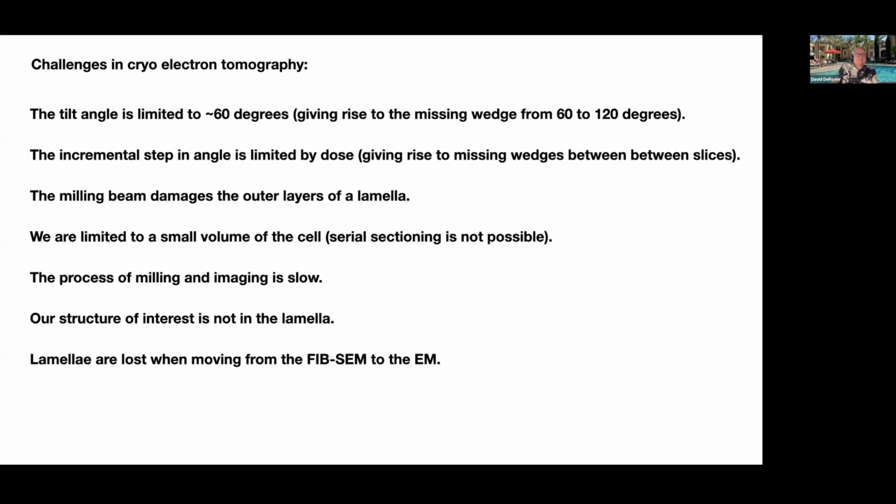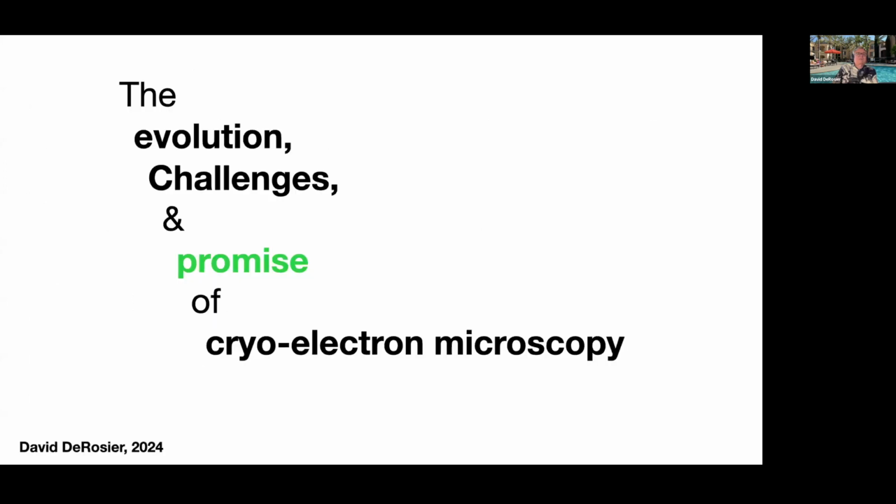It's always a possibility. And it's also possible that lamellae are lost when you're moving between the FIB-SEM machine and the electron microscope. So these are some of the challenges in doing them. And of course, there's always ice contamination that affects all sorts of production of frozen hydrated specimens.